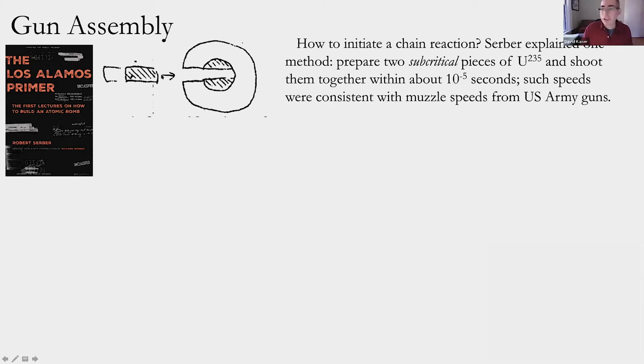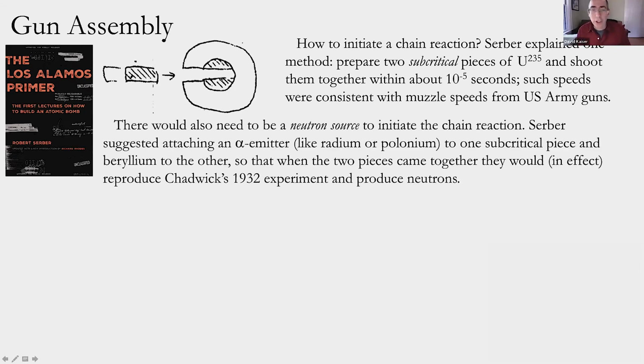They knew there were existing Army guns actually in use that could get muzzle speeds of projectiles that would correspond to, say, a tiny fraction of a second. The velocities were thousands of meters per second, or centimeters per second, I guess. So they could get these two subcritical pieces to be jammed together to make one critical mass within a tiny fraction of a second. Once they're together, you also have to inject at least one neutron that can start this runaway chain reaction.